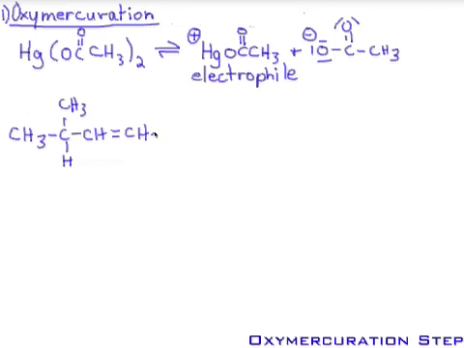Now this electrophile will add Markovnikov. The mercury will add to the carbon with the most hydrogens. What's interesting though is mercury is a huge atom. It's found at the bottom of the periodic table, and as you go down in the periodic table, atomic radius increases, so you know mercury is a very large atom.